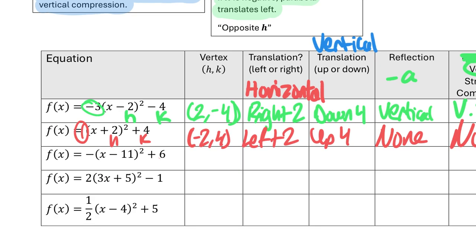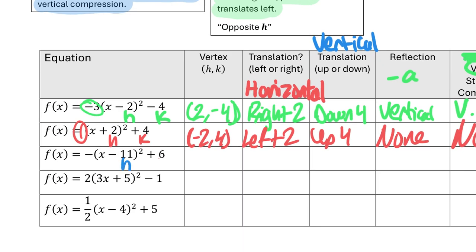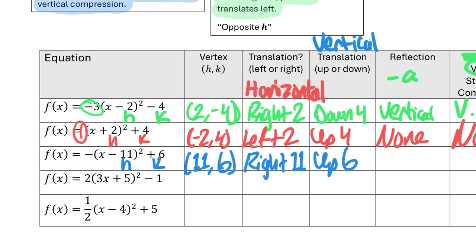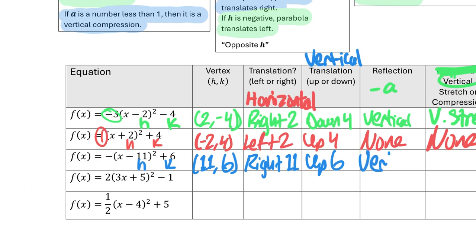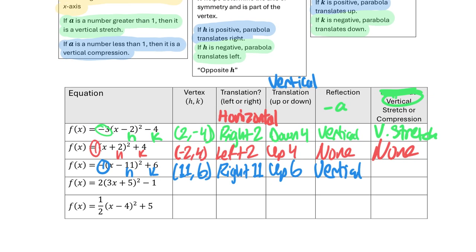Okay. Now here's H, here's K. So positive 11 for H and positive 6 for K. So that's going to shift right 11. It's going to shift up 6. There is a vertical reflection because A is negative 1. And then since A is 1, there is no stretch or compression.